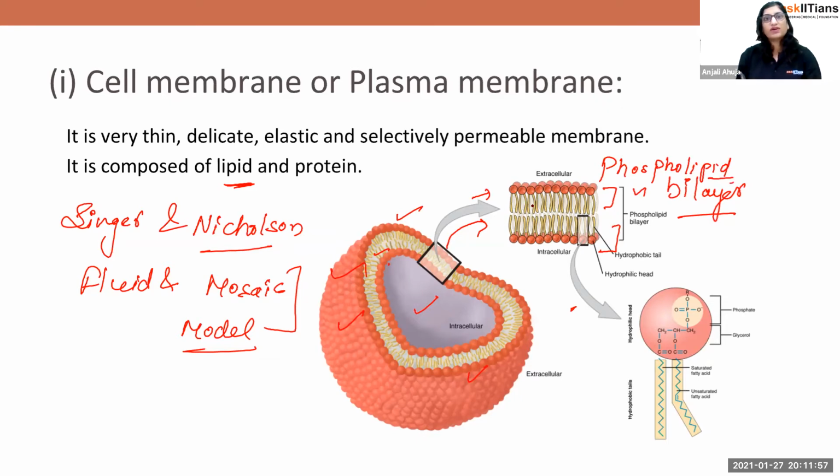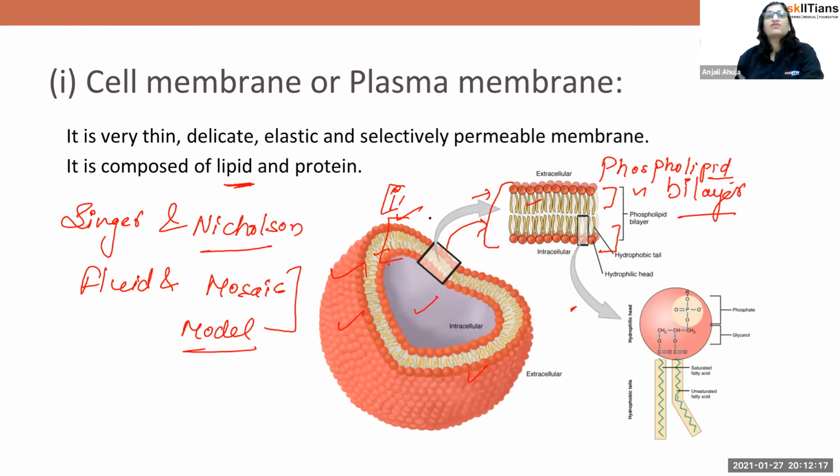Suppose I say some organelle is single membranous, it means it has this membrane. If I say double membranous, it means this thing is present 2 times. One more bilayer would be present, like that. So this is the structure, and these molecules that you see are the lipid molecules.